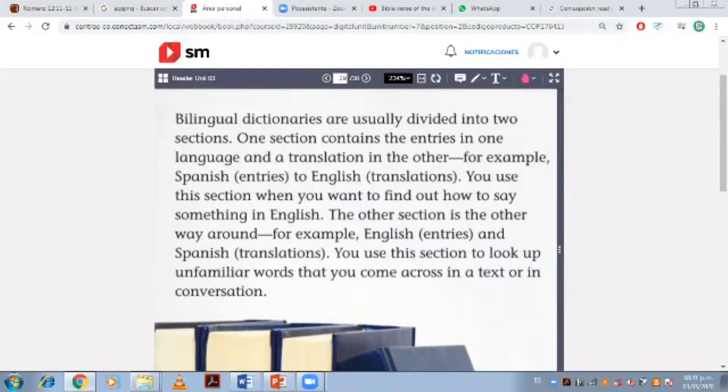One section contains the entries in one language and a translation in the other, for example, Spanish entries and English translation. You use this section when you want to find out how to say something in English. The other section is the other way around. For example, English entries and Spanish translation. You use this section to look up unfamiliar words that you come across in a text or in a conversation.